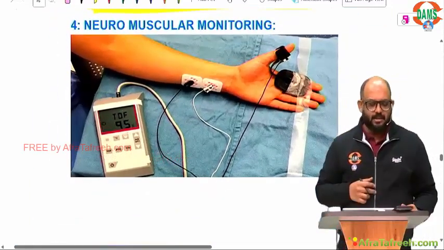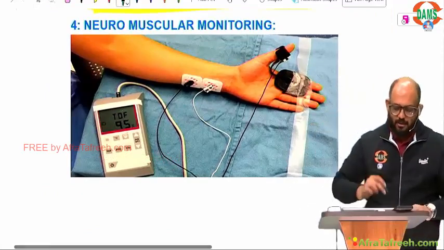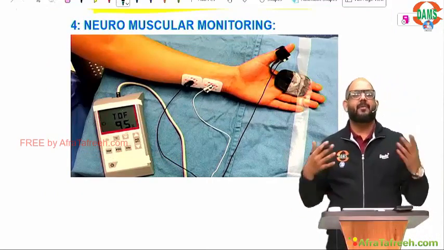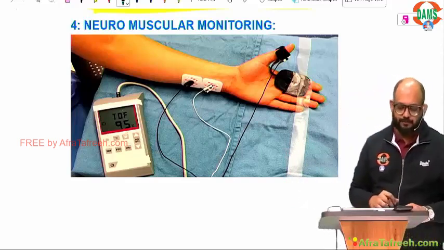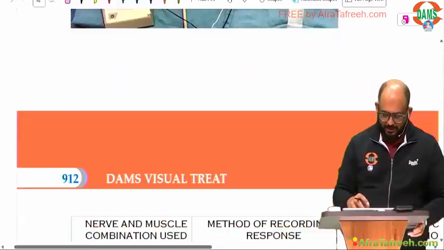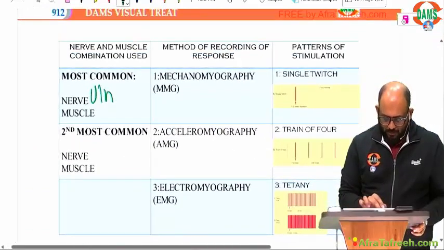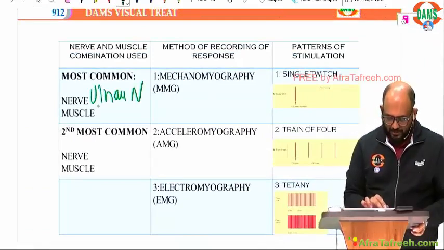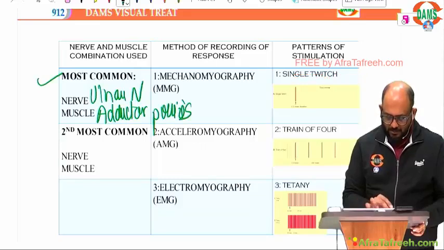What is this? Neuromuscular monitoring, right? This image has come in the exam and they have asked what is the nerve being monitored. Can you tell me what is the nerve being monitored? Yes, it is the ulnar nerve, which is the most common nerve used for neuromuscular monitoring. The muscle used is adductor pollicis. This question has been asked many times.